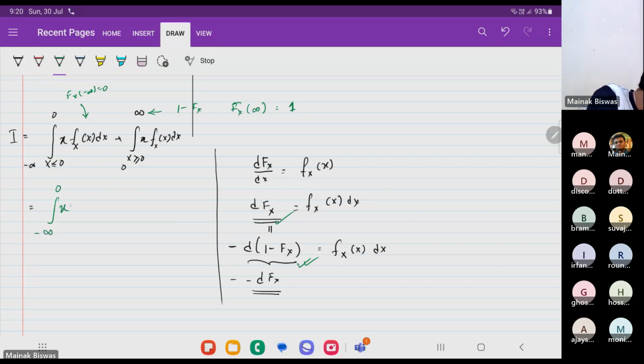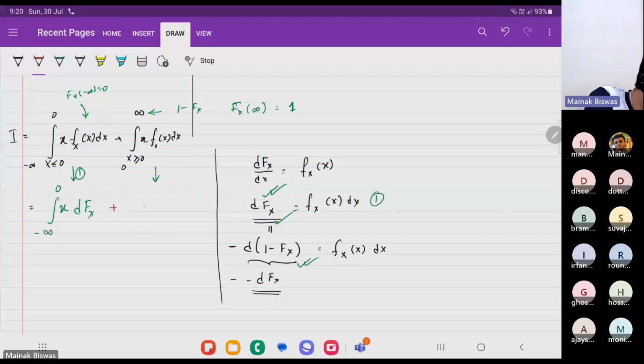The integral from minus infinity to 0 of x dF(x), right? I'm just putting this 1. And here, I am going to put minus the integral from 0 to infinity of x d(1 minus F(x)). Yes or no?